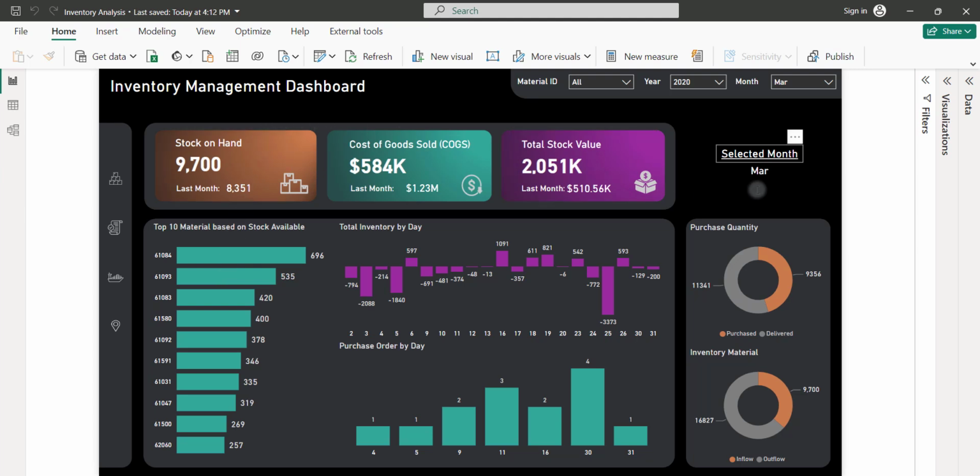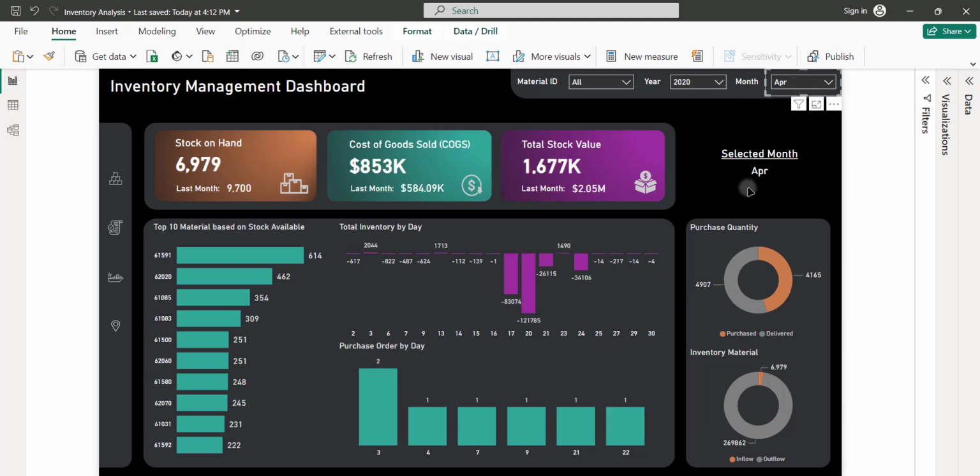This provides a comparison between the selected month, March, and last month. Over here, we have cost of goods sold, with a comparison to last month. Whatever selection we make over here, all the visuals will update on the basis of that.